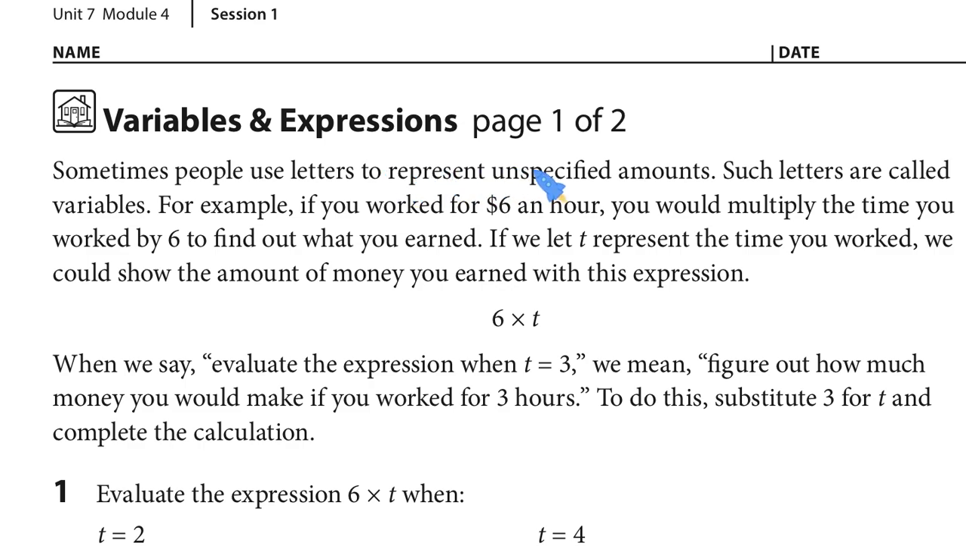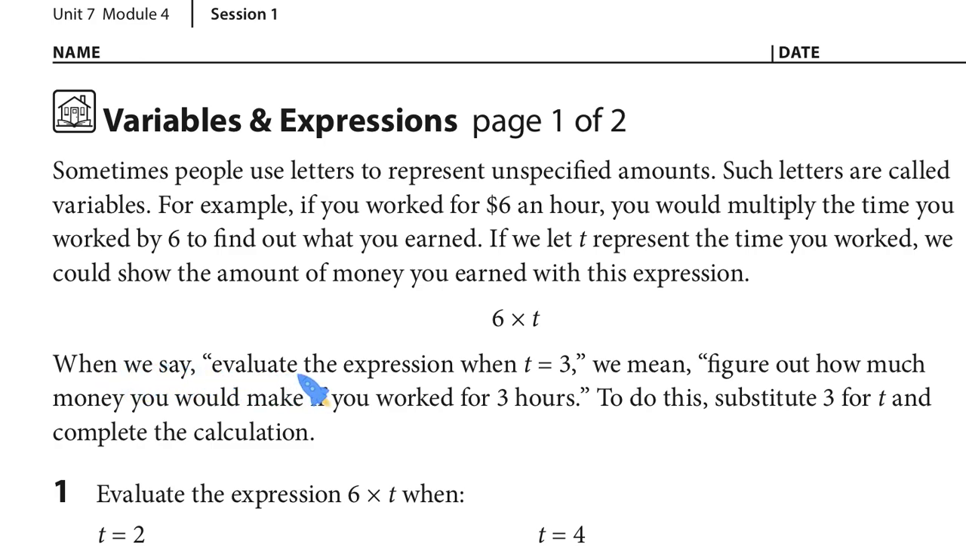Sometimes people use letters to represent unspecified amounts. Such letters are called variables. For example, if you worked for $6 an hour, you would multiply the time you worked by 6 to find out what you earned. If we let t represent the time you worked, we could show the amount of money you earned with this expression, 6 times t.